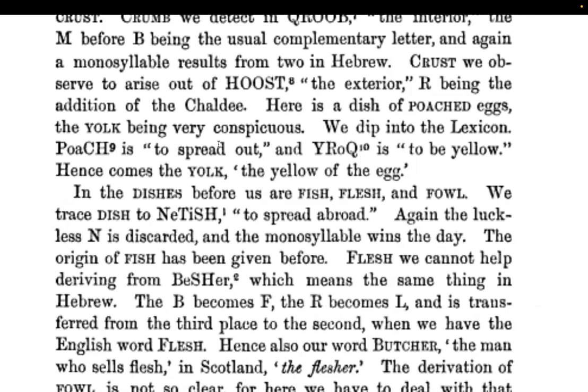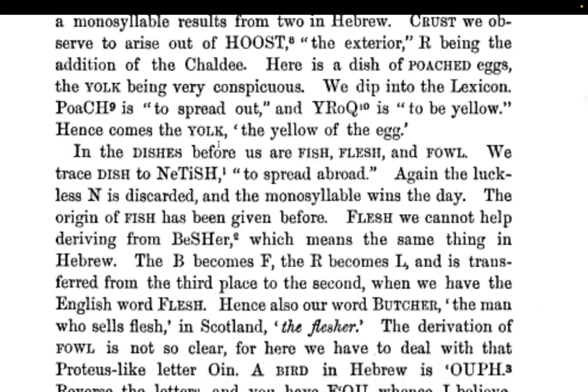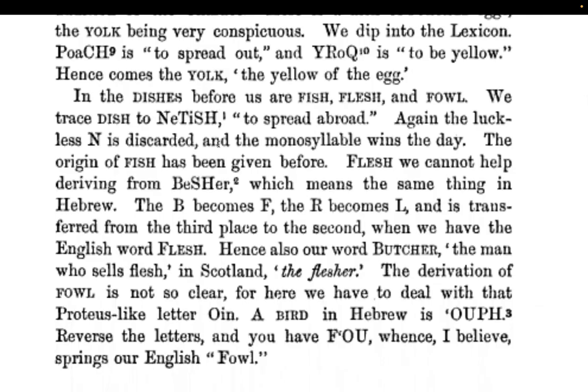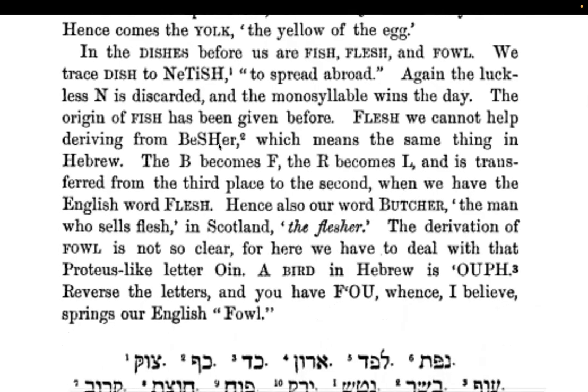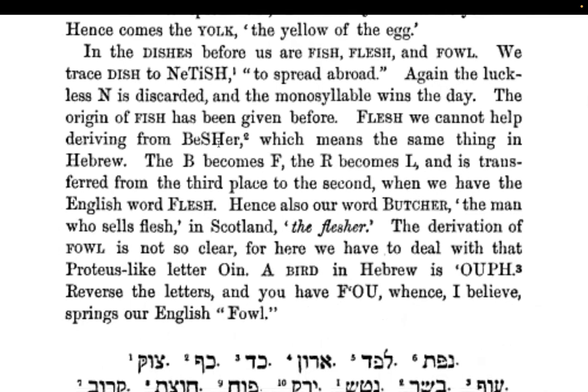In the dishes before us are fish, flesh, and fowl. We trace dish to natish, to spread abroad. Again, the luckless N is discarded, and the monosyllable wins the day. The origin of fish has been given before. Flesh we cannot help deriving from besher, which means the same thing in Hebrew.